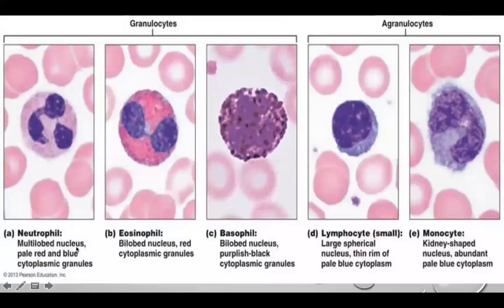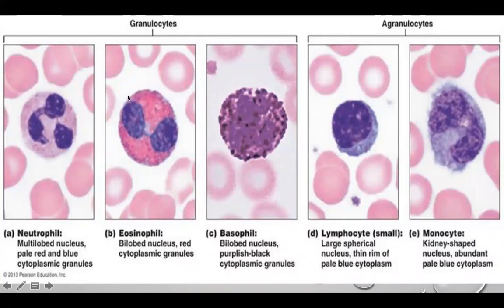Let's go now to the different white blood cells. The white blood cells are categorized as granulocytes and agranulocytes. Showing you here are the granulocyte white blood cells. Number one is the neutrophil. It is described as having a multi-lobed nucleus with pale red and blue cytoplasmic granules. It only has one nucleus and it is multi-lobed, usually 3 to 5 lobes present in the neutrophils.